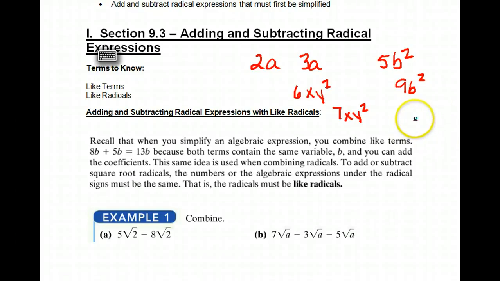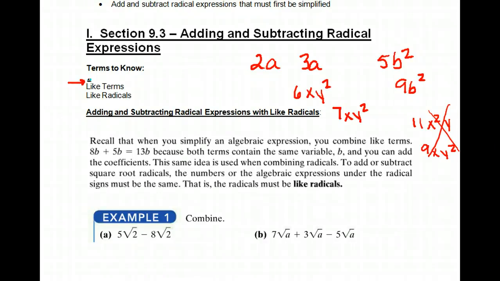However, if I have 11x squared y and 9xy squared, these are not like terms because the exponents that go with the corresponding variables are not the same. They are not mirror images of each other. So that is what I am referring to when I am talking about like terms. I did want to review that with you very quickly just in case you were unfamiliar with what that term is, because that is something that I need you to know.